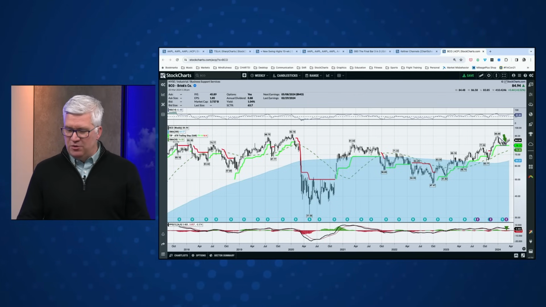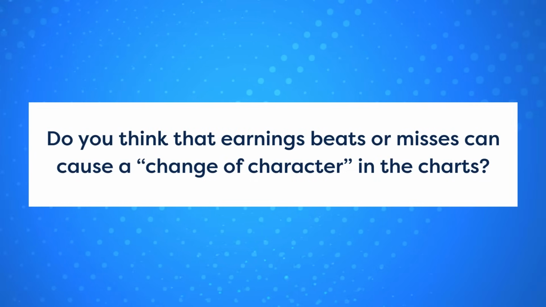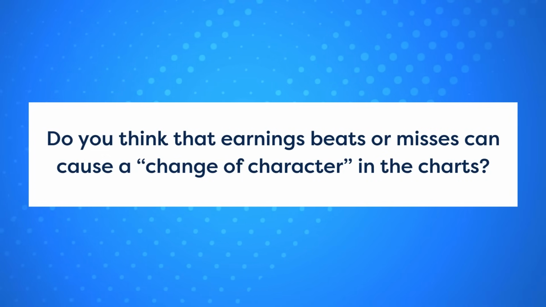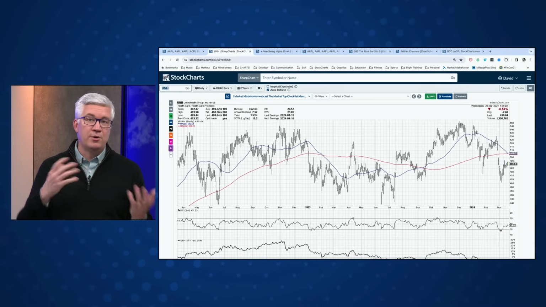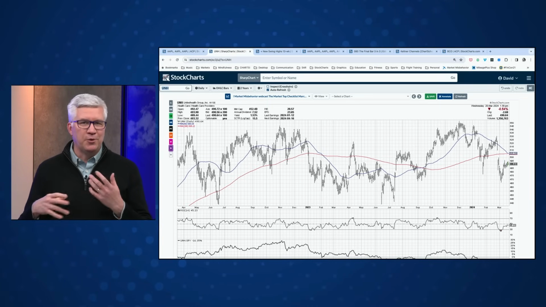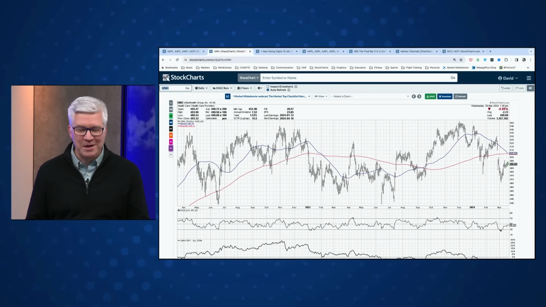Last question: do you think that earnings beats or earnings misses can cause a, quote, change of character in the charts? And I'm summarizing your question. You basically said, hey, Dave, listen, you don't talk about earnings too much on your show, so what's up? Don't you care about earnings? And I'm putting a cynical tone on your question, which maybe was not there, but that was basically what you asked me. Why are you not talking about earnings?